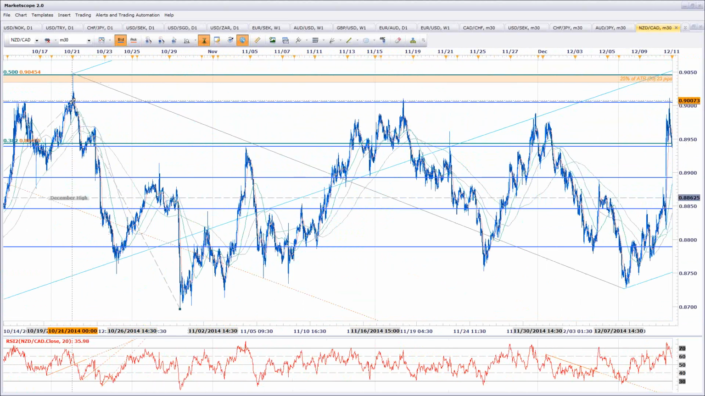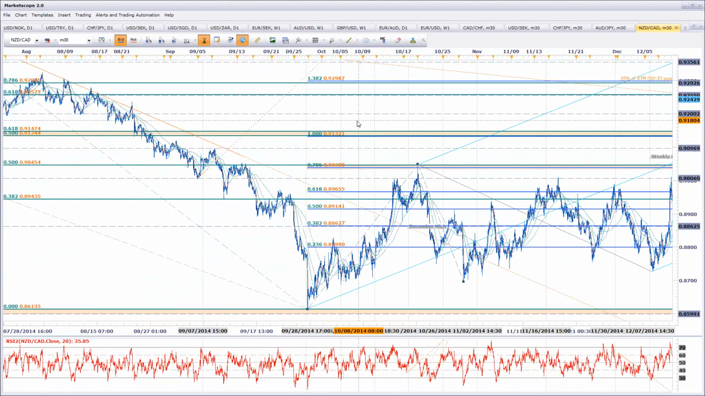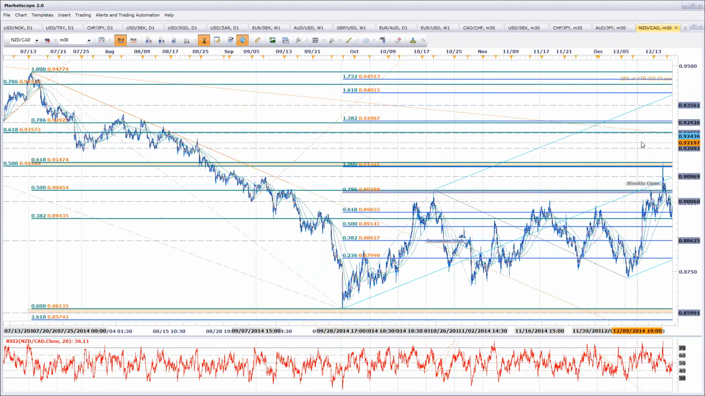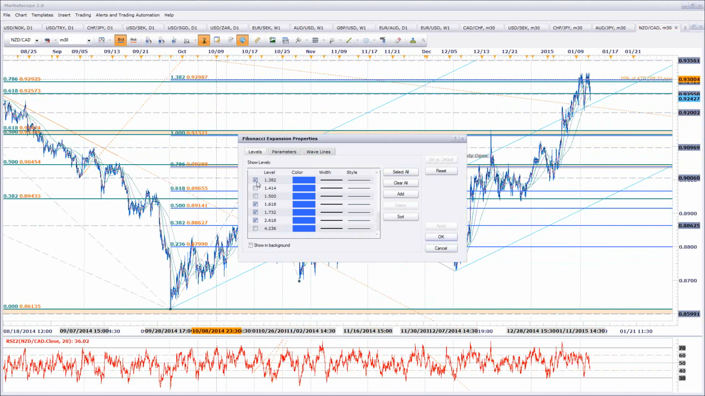Really? You don't want to go to the top? There you go. Okay. Let's see. So the 100 comes in at 91.32. We've tagged that already and broke through. The 38.2 I don't really stress. We'll keep the 1618.